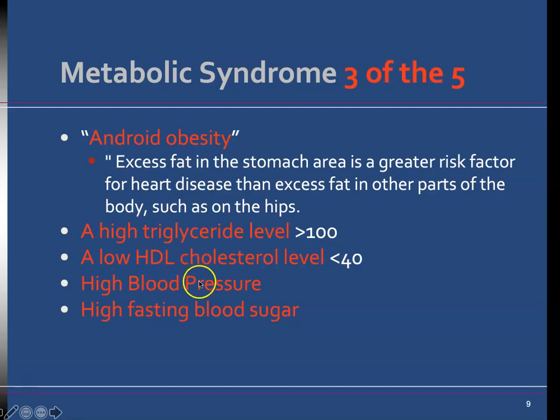And then if the patient has high blood pressure or high fasting blood sugar. If they have any three of these things, then they're considered to have metabolic syndrome.